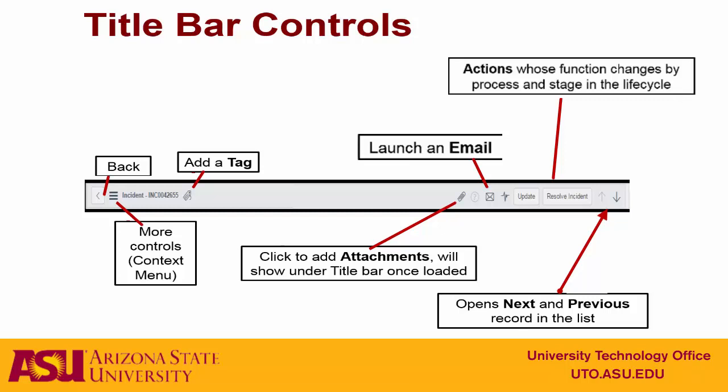The hamburger button next to the back button there has more controls, and the context of that menu will change depending on your access to the tool and what you're looking at when you click on it. If you click on the tag, you'll be able to tag whatever you're looking at with a particular tag that you can pull up later. Depending on what you're looking at, other buttons will become available in the middle of the title bar. And as before, you can add attachments, change the format from tab to non-tab, launch an email, and go to a next or previous record if you're looking at a list.